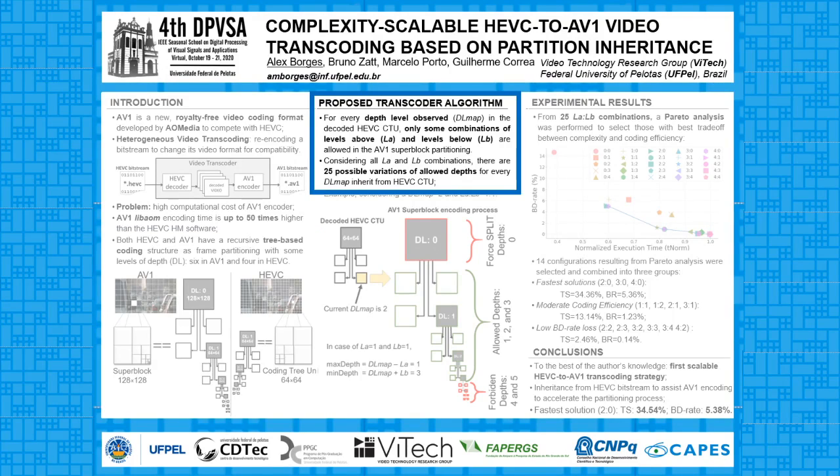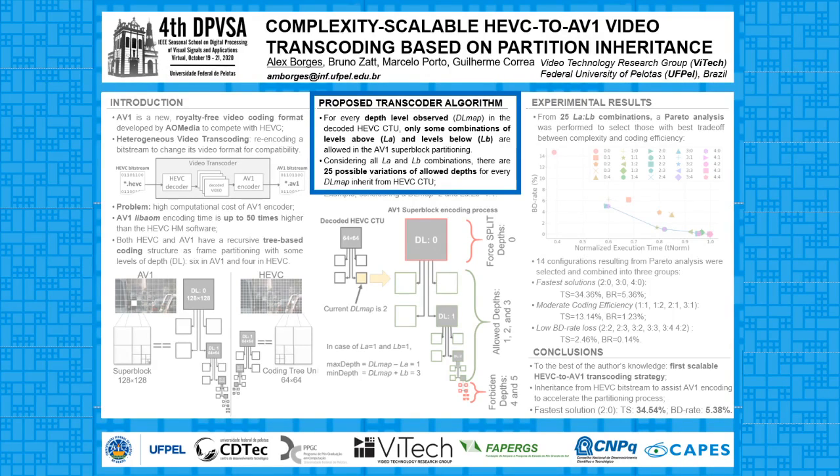Our HEVC to AV1 transcoding is based on exporting the depth levels observed during the HEVC decoding for all blocks and frames. Also, two variables define the maximum and minimum depth levels allowed. So, during the AV1 encoding, the depth level of the AV1 blocks is observed. That way, libaom must keep depth levels that are above the maximum limit and cannot split to levels that are below the minimum limit.